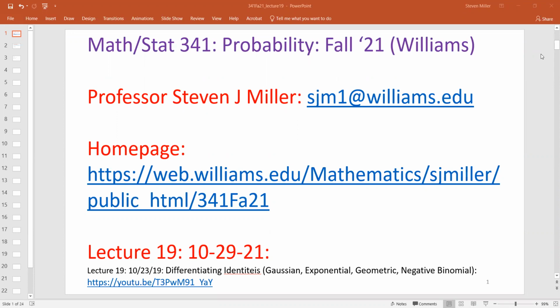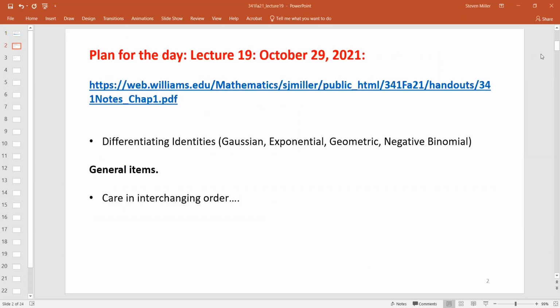What I want to talk about today is going into a little bit more detail about differentiating identities. We'd already seen a little bit of differentiating identities. I want to talk today about Gaussian, exponential, negative binomial. And I want to continue a theme from earlier in the semester, namely the power of being able to tell a story. You have a lot of very difficult calculations to do, but if you look at them just the right way, all of a sudden it simplifies and you can write down the answer immediately.